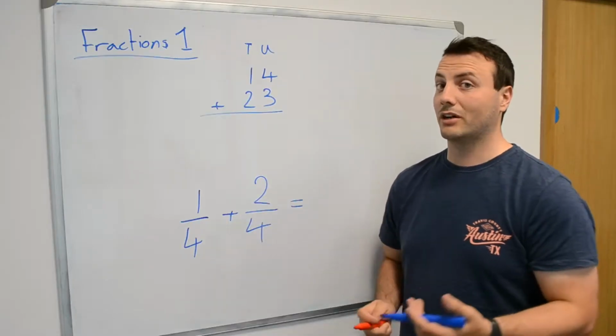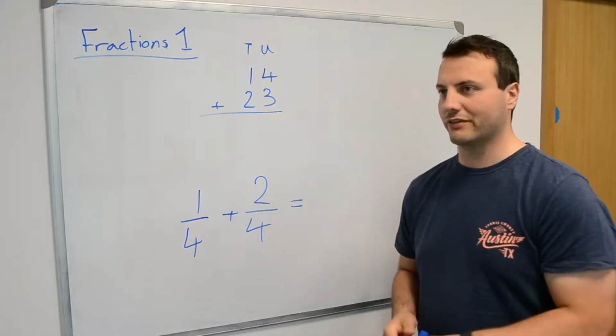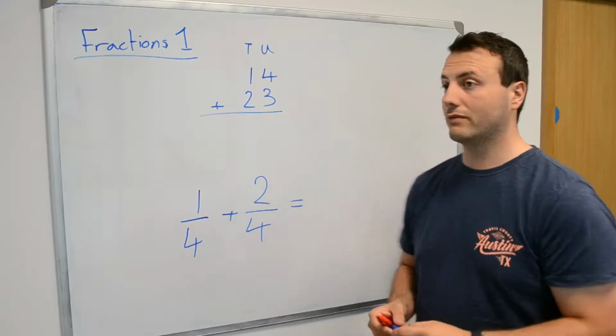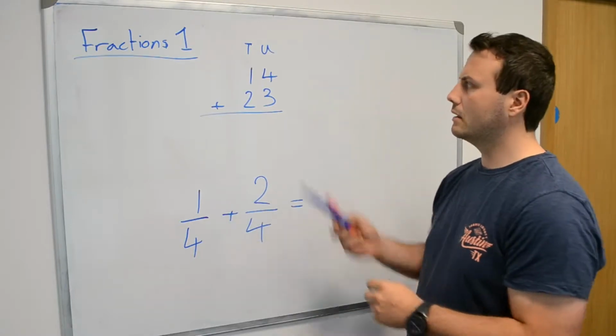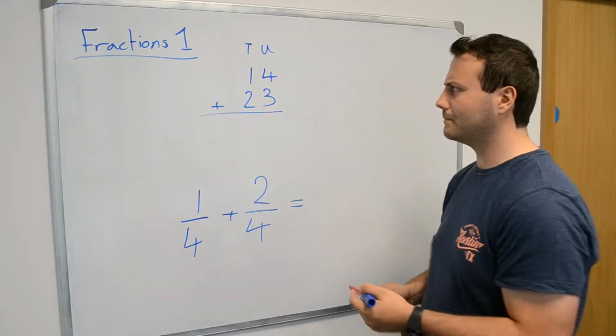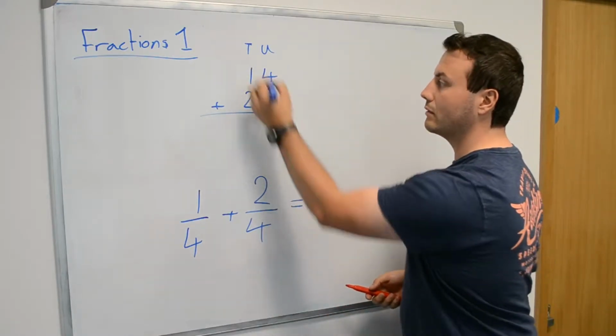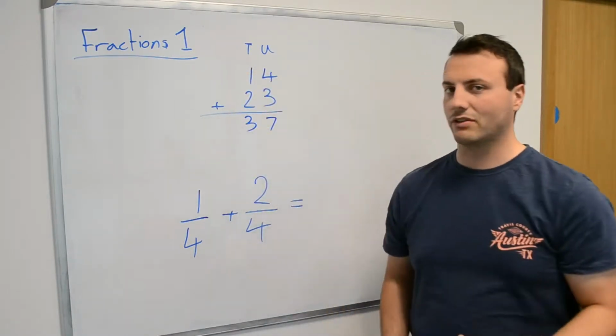So in this lesson, we're going to be covering the basics of addition and subtraction with fractions. But first of all, we have to think about normal addition with regular whole numbers. So in this case, of 14 plus 23, when we do this addition, we do 4 plus 3 is 7, 1 plus 2 is 3. That gives us an answer of 37.